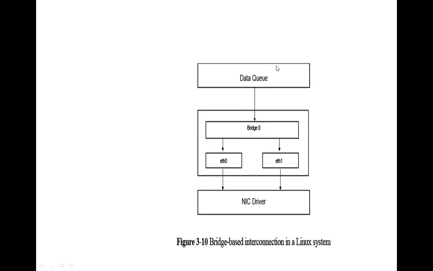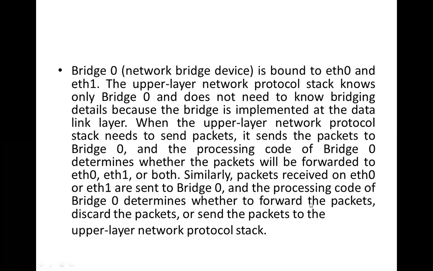So this is the data queue. Data queue is giving any kind of information that is with the bridge, and which will see whether this will go here or will move here. That is the basic concept. After getting this information from the NIC driver, it can see whether it is coming from Ethernet 0 or Ethernet 1. If the information is moving upward, it will be moving from the NIC driver to Ethernet 0 or Ethernet 1 both, and vice versa. Bridge 0 is bound to Ethernet 0 and Ethernet 1.